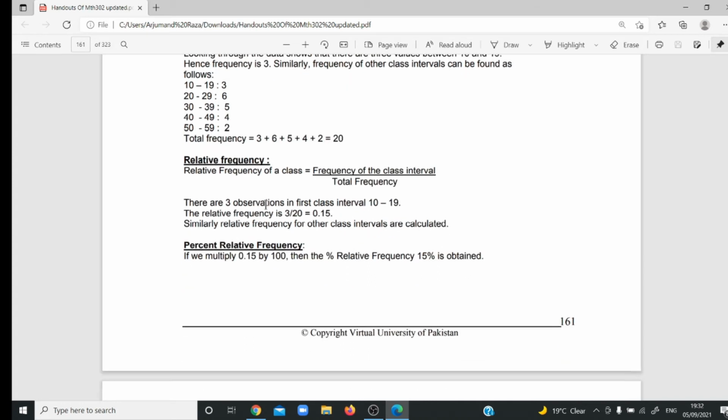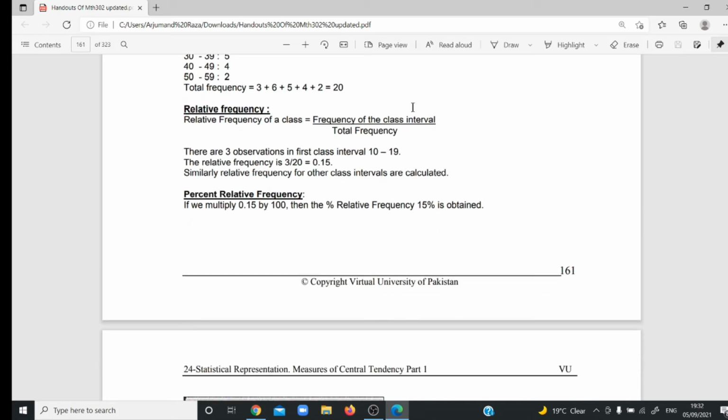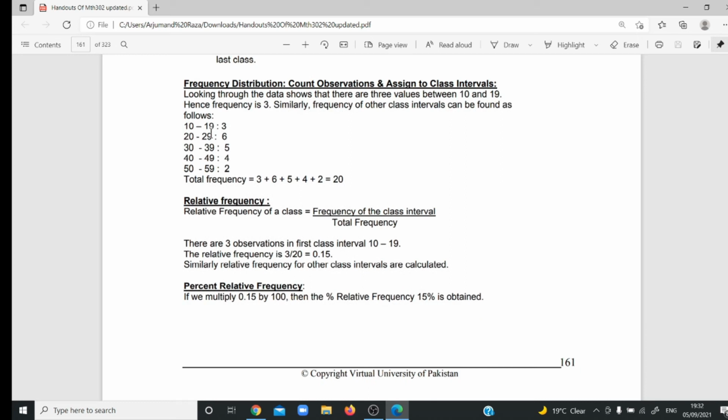Okay, so we will write down the frequencies, all of them together, to find out the relative frequency. How will we find the relative frequency? Relative frequency is the frequency of the class interval divided by the total frequency. So for example, if I want to find the relative frequency of this class, I will write 6 divided by 20. Once I divide 6 by 20, I'll get the answer. Or if I want to find it for the first class, I will write 3 over 20, and that's how we write the relative frequency.